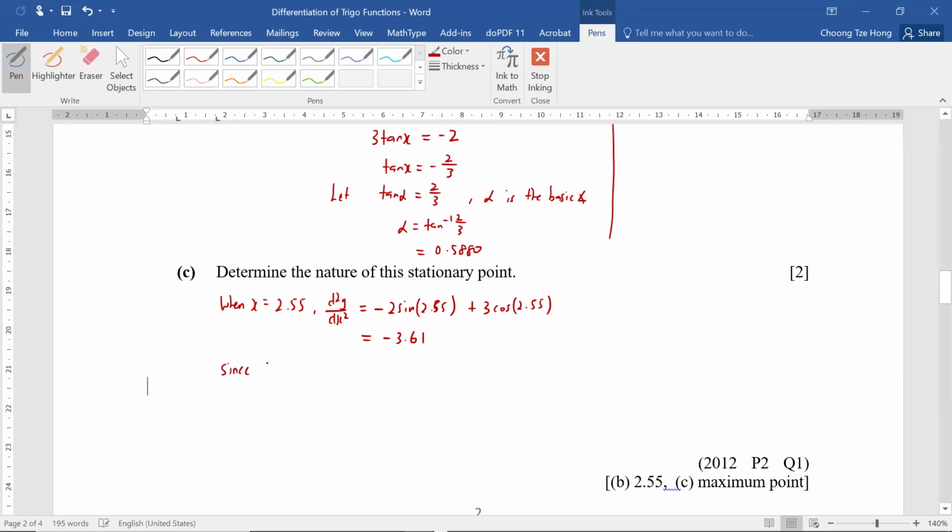So we can conclude that since d2y/dx squared is less than 0, the curve has a maximum point at x equals 2.55. Based on the answer key, it's a maximum point. You can actually use Desmos to plot out this curve, and then when you look at x equals 2.55, you can see whether we indeed have a maximum point, just to visualize your answer better.